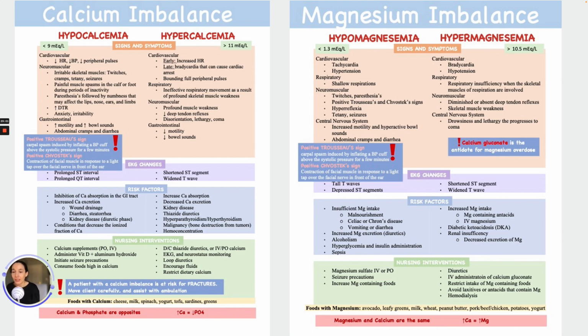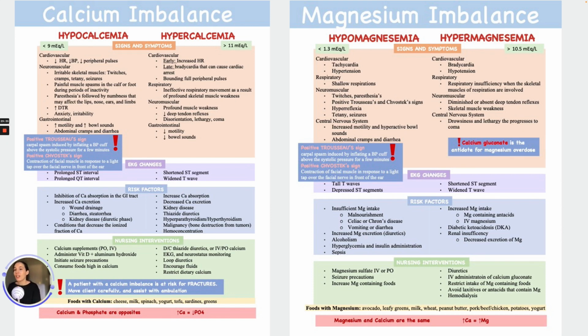Our nursing interventions include calcium supplementation, oral or IV, administering vitamin D and aluminum hydroxide, initiating seizure precautions, and consuming foods high in calcium. Foods high in calcium include cheese, milk, spinach, yogurt, tofu, sardines, and greens. A patient with calcium imbalance is at risk for fractures, so move the client carefully and assist with ambulation.